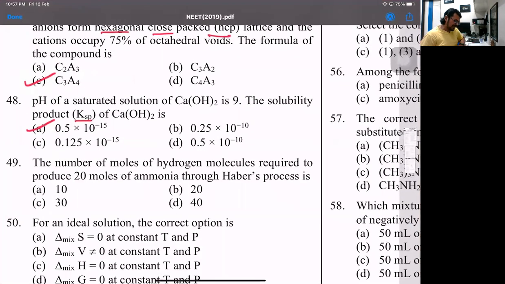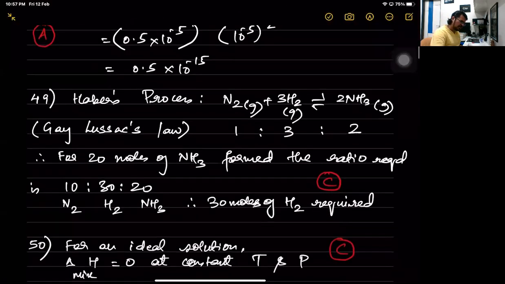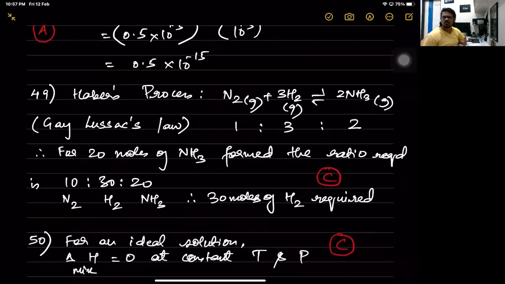Then the 49th one, this is a direct question of mole concept, just Gay-Lussac's law. Moles of hydrogen required to produce 20 moles of ammonia through Haber's process. Haber's process we all know. So for this 49th one, if you check, the answer will come as C. How 30? The ratio of Haber's process, look at that, is 1:3:2. Now for 20 moles of ammonia to be formed, hydrogen has to be 30 moles, as per Gay-Lussac's law of combining volumes.